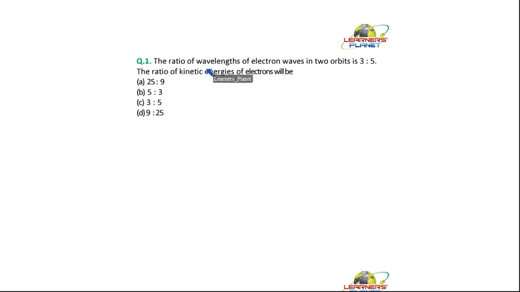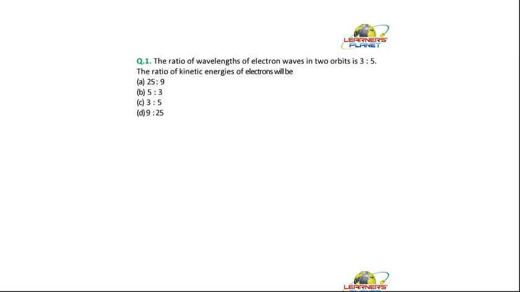The ratio of wavelengths of electron waves in two orbits is 3:5. The ratio of kinetic energies of electrons will be? So what you need to find out is, you are provided with the ratio of their wavelengths, and you need to find out the kinetic energy. Now, do you know the relationship between wavelength and kinetic energy?